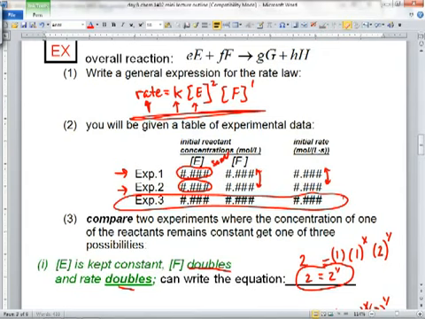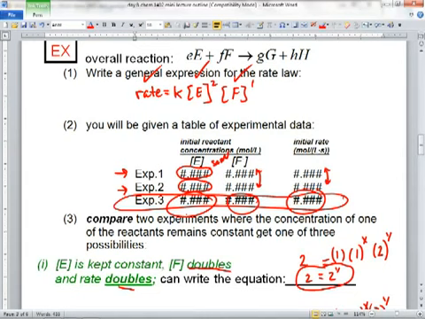If you pick experiment number 3, you know what the rate is. It's this number. You know what the concentration of E is. This number. You got to square it, though. You know what the concentration of F is. It's that number. And you solve for K. It doesn't matter what experiment you pick. You just solve for K. You get the exact same number every time.